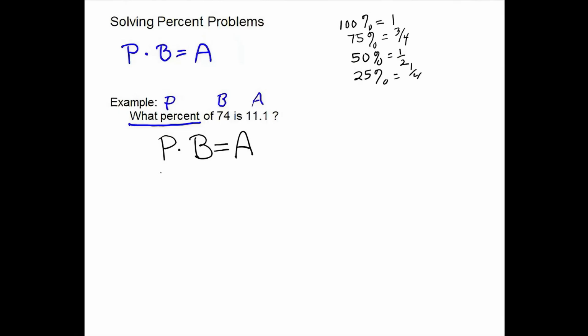So we'll plug in. So percent we don't know. Keep a P. The base is 74. Keep your equals. And the amount, or the A, is 11.1. Now you're set up to solve. You're going to isolate the P. So you have to divide on both sides by 74.